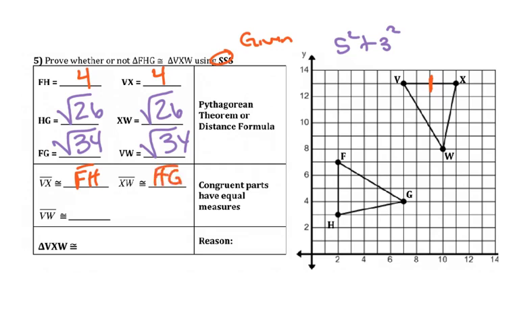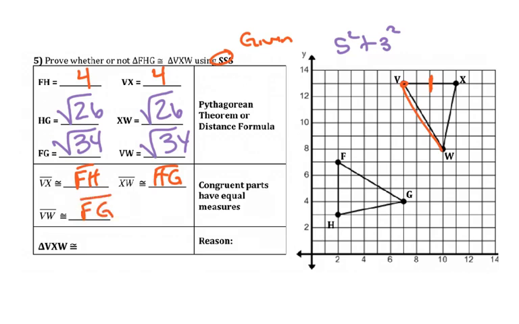Now people wonder, could I do GH? You can, but when you go to write your congruent statements, if you already have things matched up, it's a little bit easier. So I like to do them in the correct order, even though we're just talking about the segment being congruent. And then VW is congruent to GF. So it's FG.